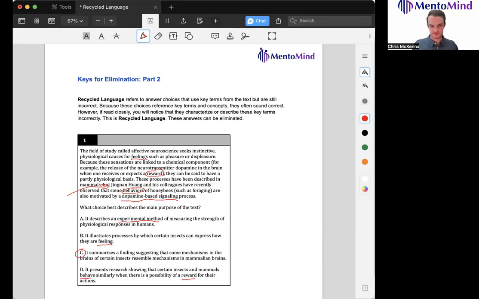So as we can see, D is a great example of recycled language. It uses key terms from the passage. We highlighted behave and reward. It also mentions both insects and mammals. However, if we read closely, we can see that these terms are not described properly by this answer choice. It takes some careful analysis. However, choice C is clearly the correct option.